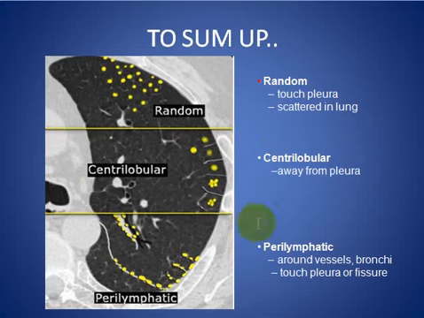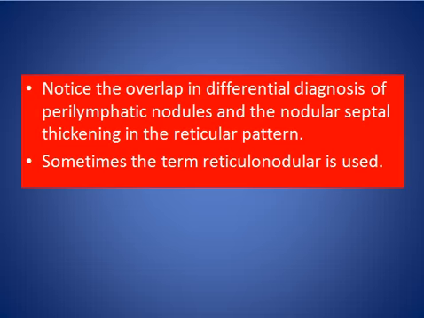And the last one is perilymphatic nodules. These are around the bronchovascular bundle, and they touch the pleura and the fissure. The differential diagnosis is lymphatic spread, sarcoidosis, and other causes. As we notice, there is overlap in differential diagnosis between the perilymphatic nodules and nodular septal thickening in the reticular pattern discussed previously, and sometimes it is termed a reticulonodular pattern.